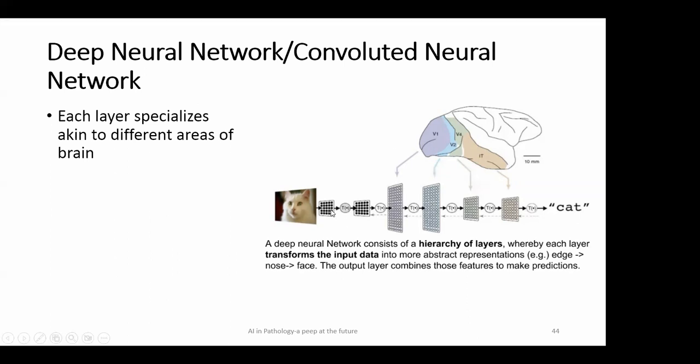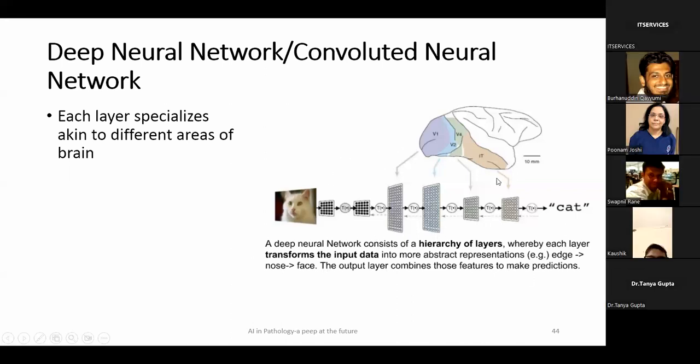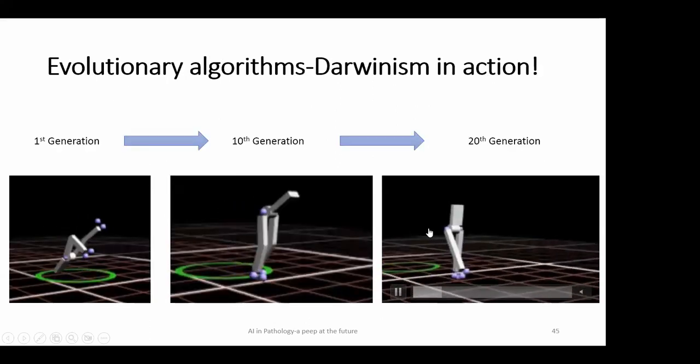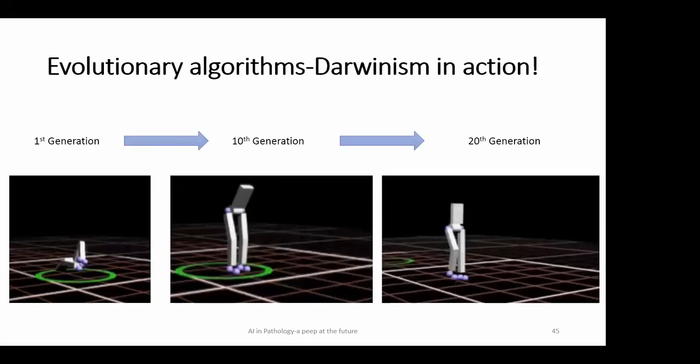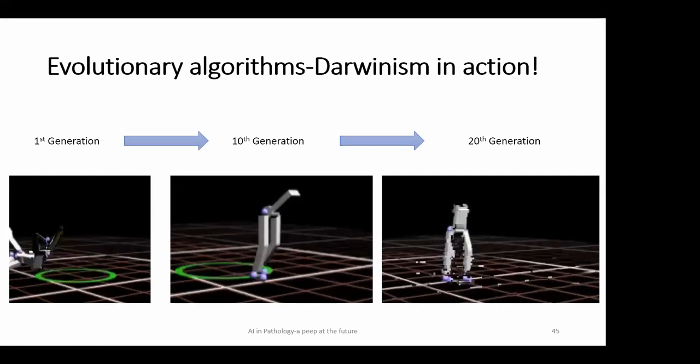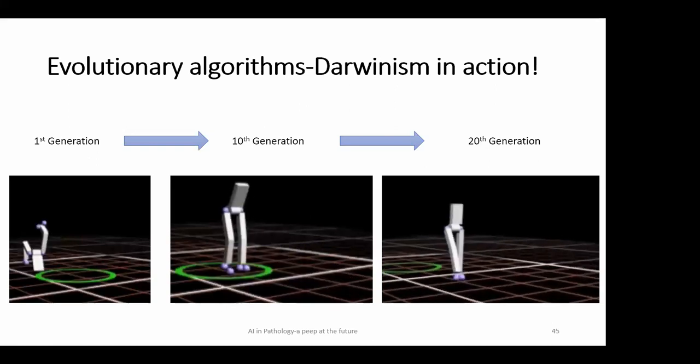There are many layers of multiple neurons, and each layer does a particular task. Many a time, what exactly happens is not very clear, and that's why it is called a black box, where you don't know exactly what is happening within the black box. But now there are methods to overcome these problems. There's one thing that I would like to show, where the AI models have been now.